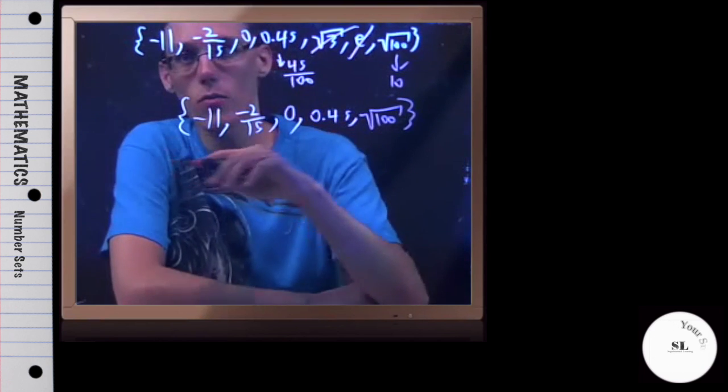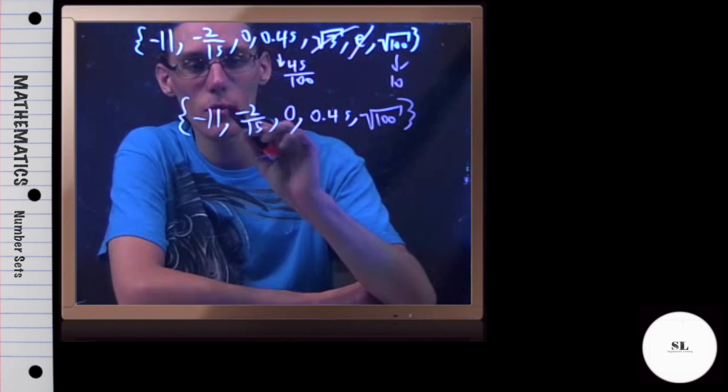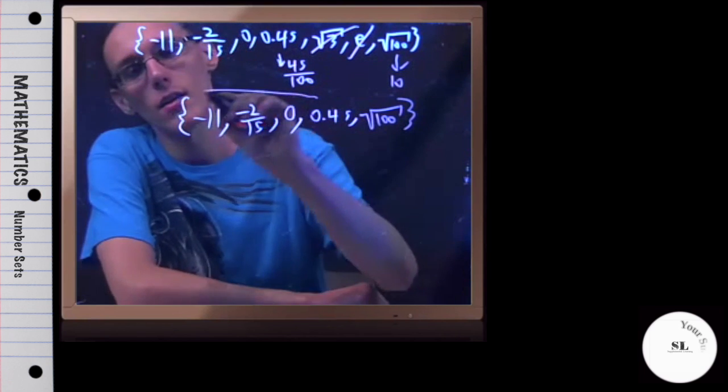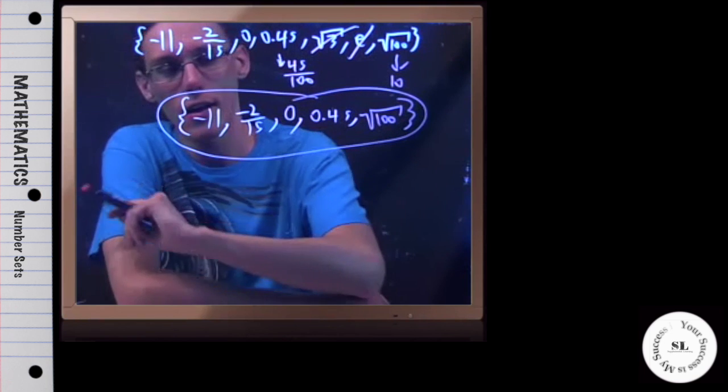And that's it. We went through, crossed out the irrational numbers, and wrote down everything that was left. And so that is all the rational numbers in this set, and that is this example.